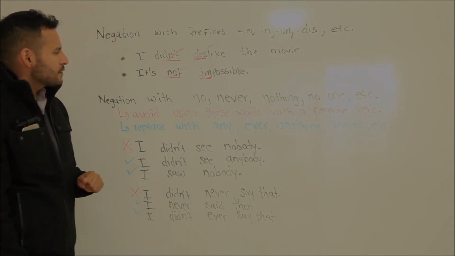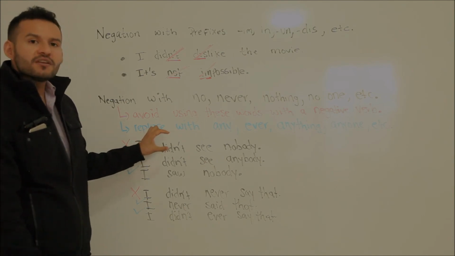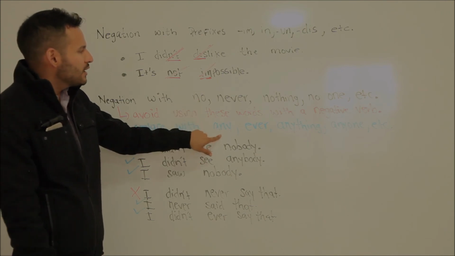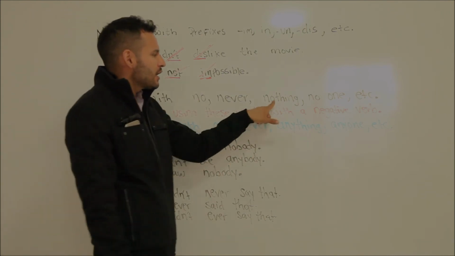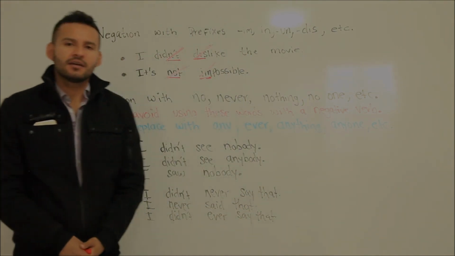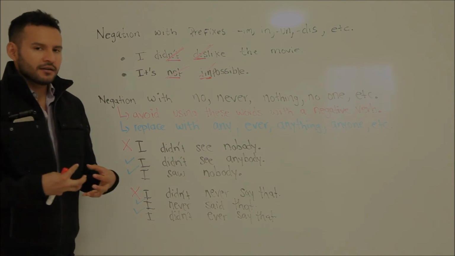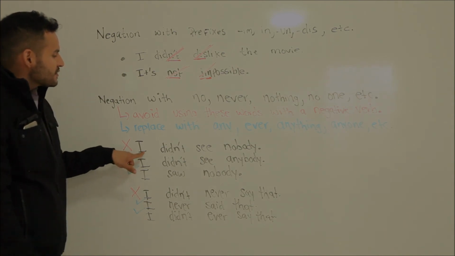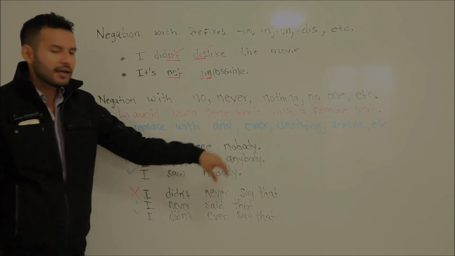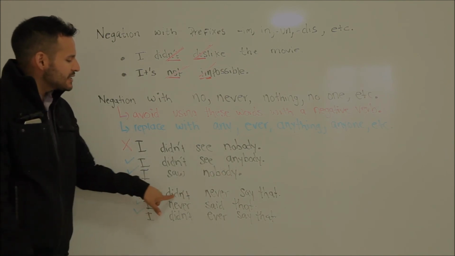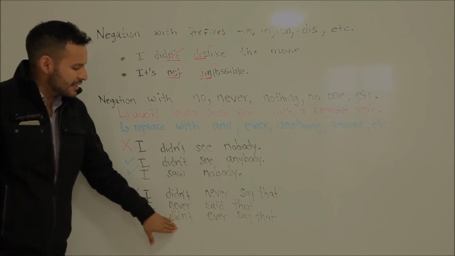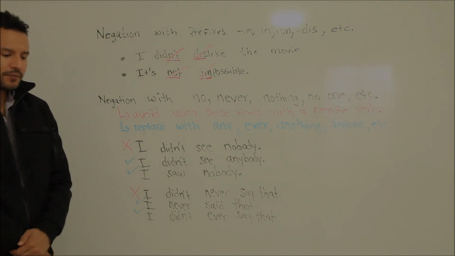And the first thing that you can do is, if you want to keep the verb negative, you should substitute no with any, never with ever, nothing with anything, anyone, anywhere, anybody, etc. And then your sentence is correct. So for example, instead of saying I didn't see nobody, say I didn't see anybody. And instead of saying I didn't never say that, say I didn't ever say that.